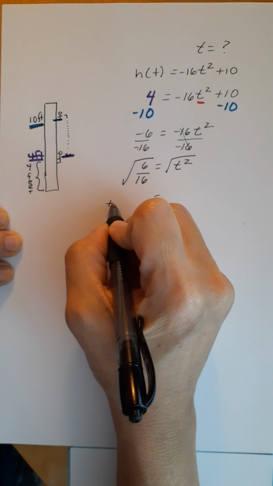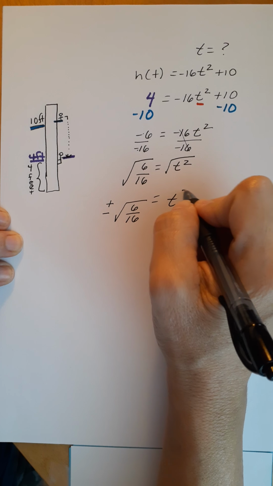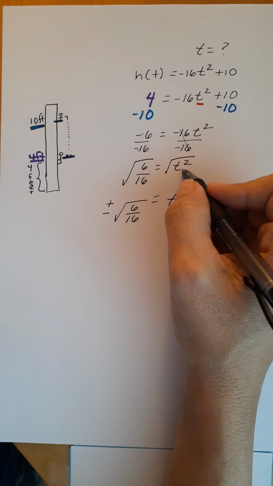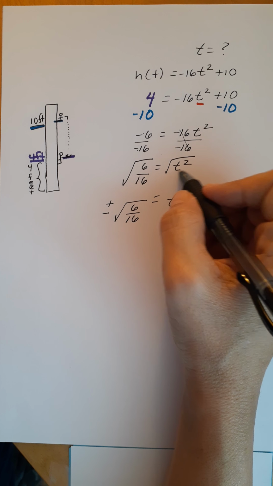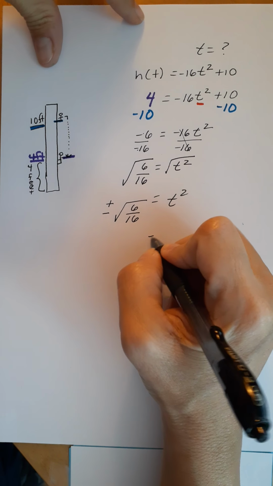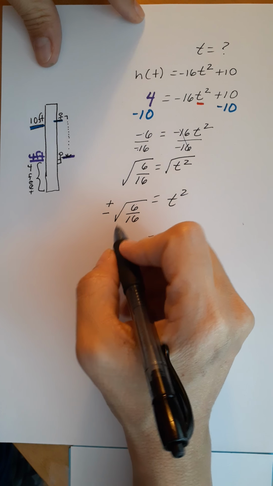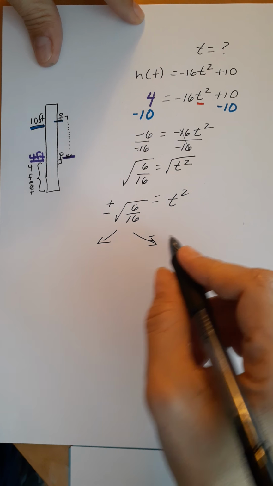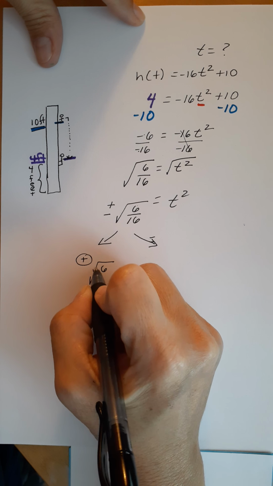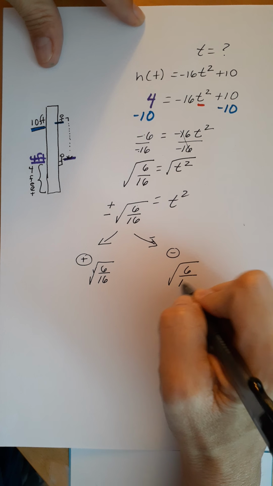This is going to give us a positive and a negative answer, because the number that would fit here, when you multiply it by itself, could be the same number, both negative, or both positive. It'll still give me a positive 6 over 16. Now this is a fraction, so let's do it this way. I'm going to separate this, and I'm going to do the positive side, 6 over 16, and the negative version, negative 6 over 16.